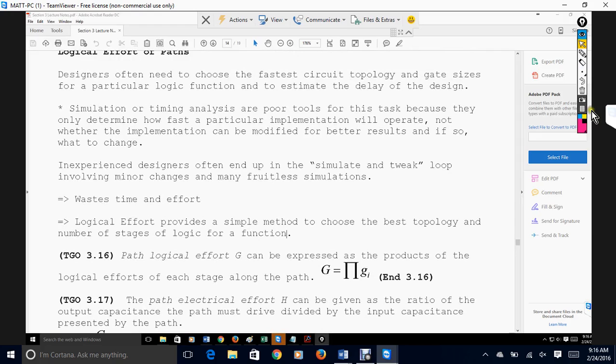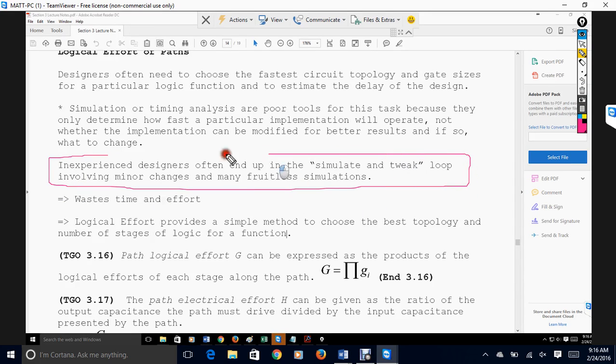So I should mention here that this is a mistake I see happen very often. Inexperienced designers often end up in the simulate and tweak loop involving minor changes and many fruitless simulations. What ends up happening is they go, oh, I've got to design this certain design. So they put it together and then put it onto the next cell, expecting it to work. Oh, if I put this cell on this cell, it'll work, right? No, it will not. And we know why, because you have to worry about logical effort. You have to worry about how much it's going to actually take depending on how much signal you have in order to be able to design a circuit.